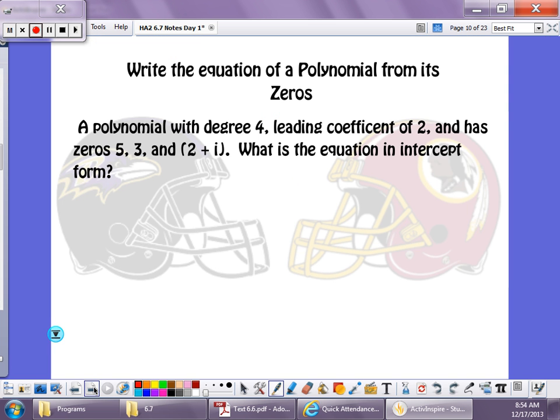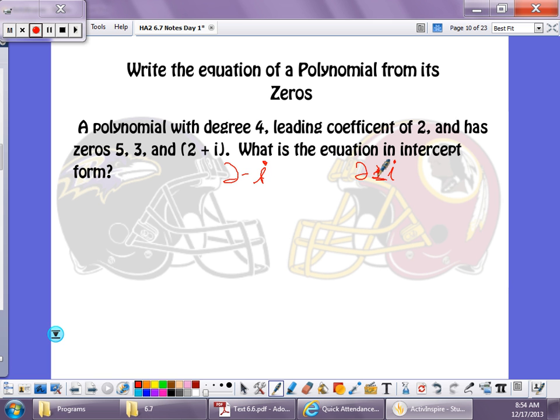Alright, so this is the last one we have to look at. Read the directions and tell me what you see that's wrong and also something that's different. So they only give you 3 zeros, but they tell you the degree is 4. What would the other 0 be? Not negative 2 plus i, you're very close. 2 minus i. Because this is a complex number, and so it's coming from essentially the quadratic formula. So it would be 2 plus or minus i. Remember seeing that with our complex numbers?